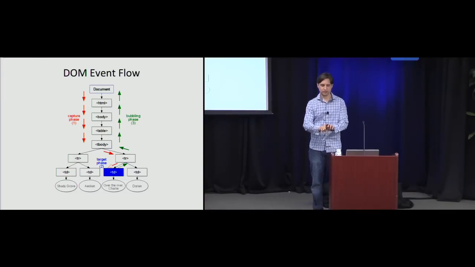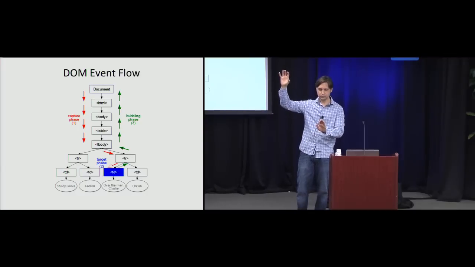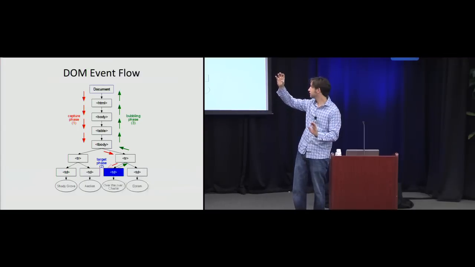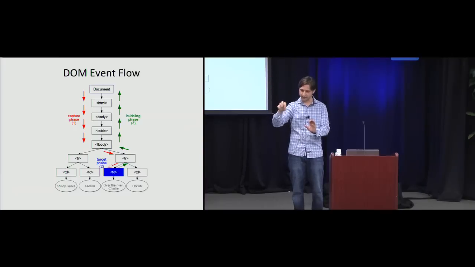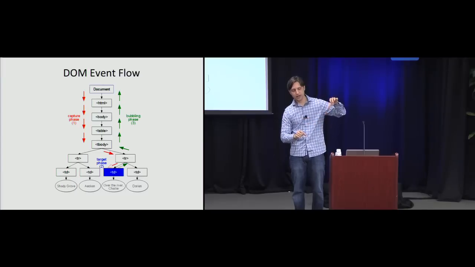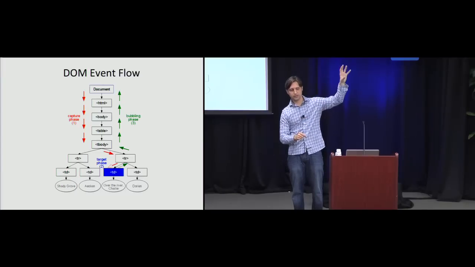What's happening in the browser behind the scene is that an event starts at the document level, the HTML level, body, it goes down, until it gets to the thing that people click on. That's called the target. And then it goes back up and it bubbles back up through the document up to the HTML again.